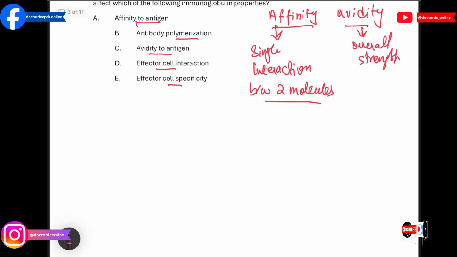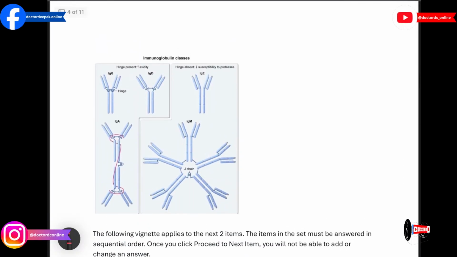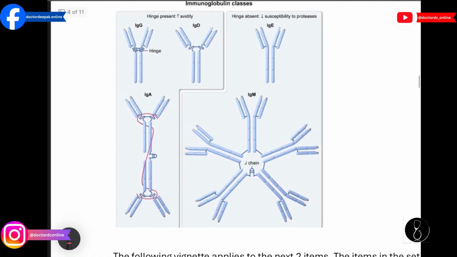So, affinity to antigen or avidity, there is one diagram that will explain it better. Whenever the hinge is present, there will be an increase in avidity. Understand? Hinge means they have more avidity, more overall strength of multiple interactions between multiple molecules. Like IgG, IgD, IgA, these three have hinge points, but IgE and IgM have no hinge points.